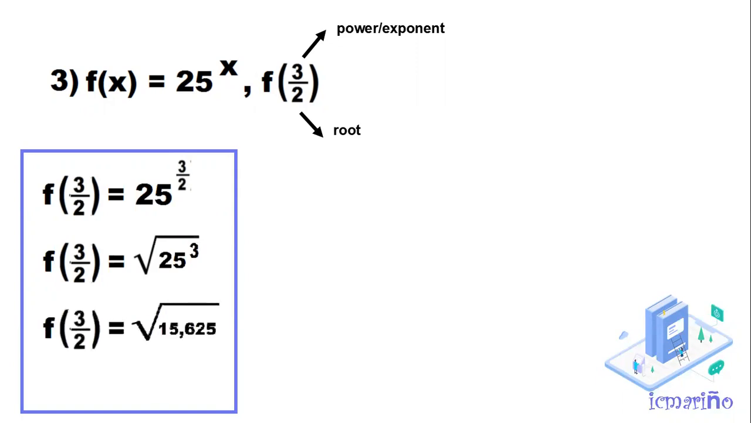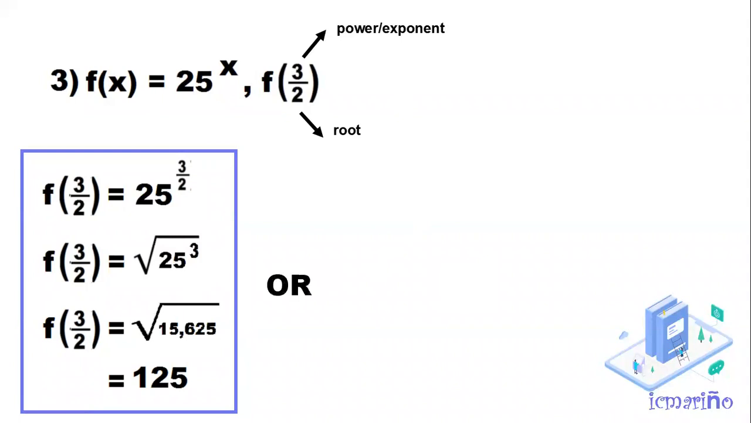Okay, so the square root of 15,625, because 25 times 25 times 25 is equal to 15,625. And then we need to get the square root of it. So our answer is 125, because the square root of 15,625 is 125. Okay, that is one solution.